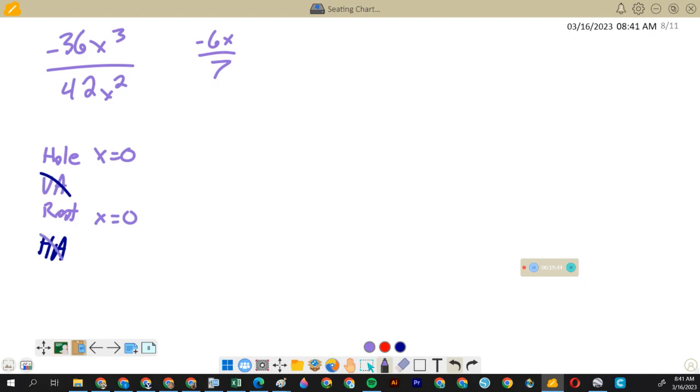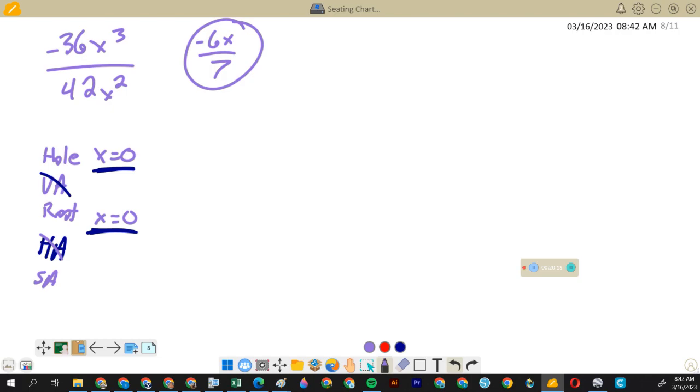If the top is stronger than the bottom, then you have a slanted asymptote. But on these simple problems where you have a monomial divided by a monomial, this is your graph. But how do I deal with the fact that it has a hole and a root in the same place? Which one wins?